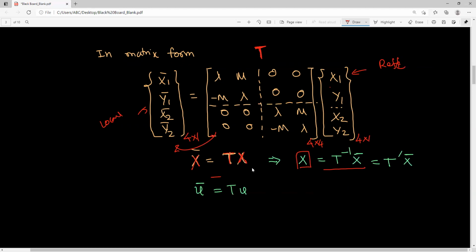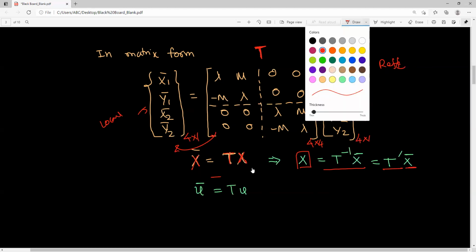But it happens that if you invert this matrix, the transpose matrix and inverse matrix are the same in this particular case. You can check this yourself: the inversion as well as the transpose matrix are the same. So we have written T dash, which is the transpose of the T matrix, and x bar, which is the forces in the local coordinate system.